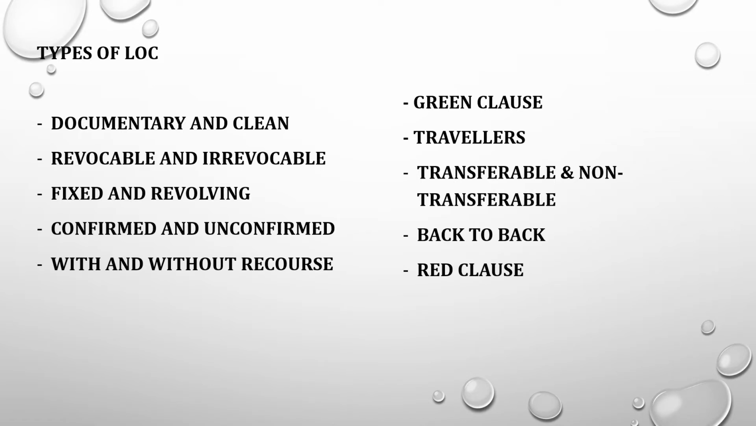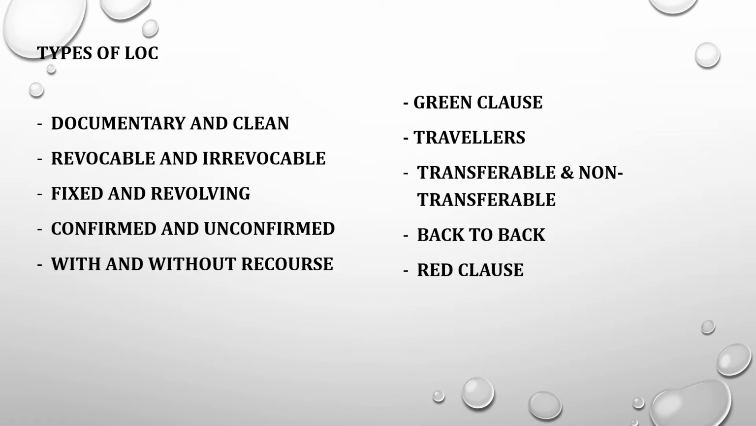What are the different types of LOC? We have first one, documentary and clean letter of credit. Documentary letter of credit is also called secured letter of credit. In order to honor the bill, the issuing bank requires certain documents such as bill of lading, insurance policy, invoice, certificate of origin. Whereas in case of clean letter of credit, without producing any documents, the issuing bank will honor the bill. That comes under clean letter of credit, which is also called open letter of credit.